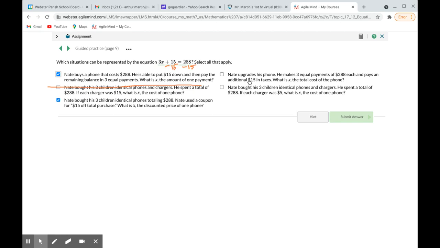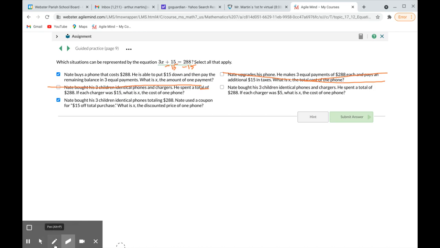All right, this one over here says Nate upgrades his phone. He makes 3 equal payments of 288. Cool. Is that what this is? That man's getting an iPhone Pro 12 or something. Not me. That ain't gonna work. That's some high dollar stuff. That's like them phones y'all get. Not me. I gotta eat. I'm just picking. All right.